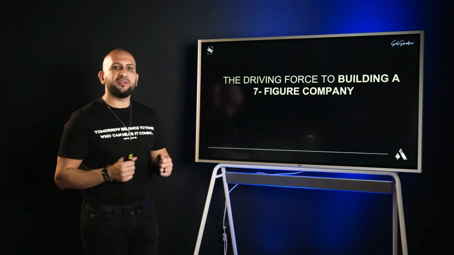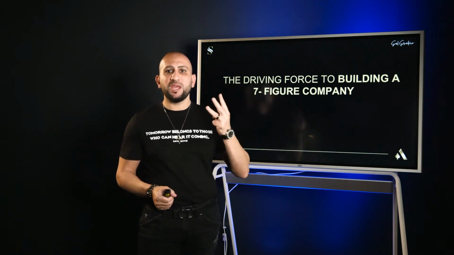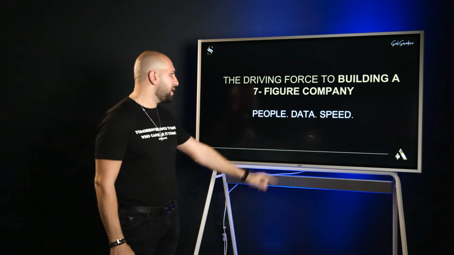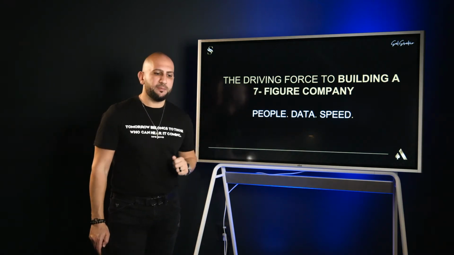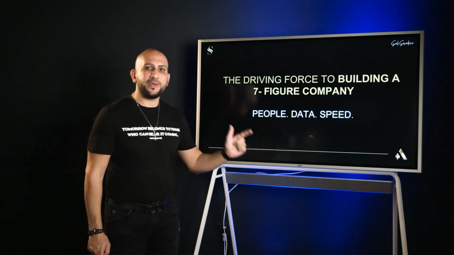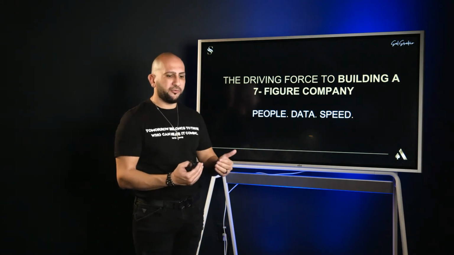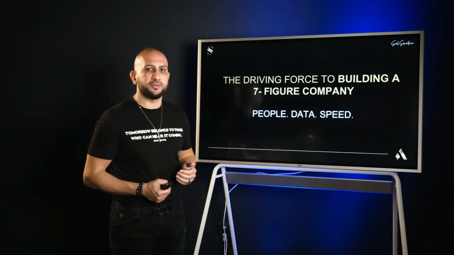What is the driving force in building a 7-figure operation? There's 3 main components. It's people, data, and speed. The team with the best players always wins. Your data can be your marketing data. It could be the KPIs that you're looking for. We talked about KPIs, how important they are in order for you to reflect on them and tweak them and see how you can operate at a higher level in your organization.